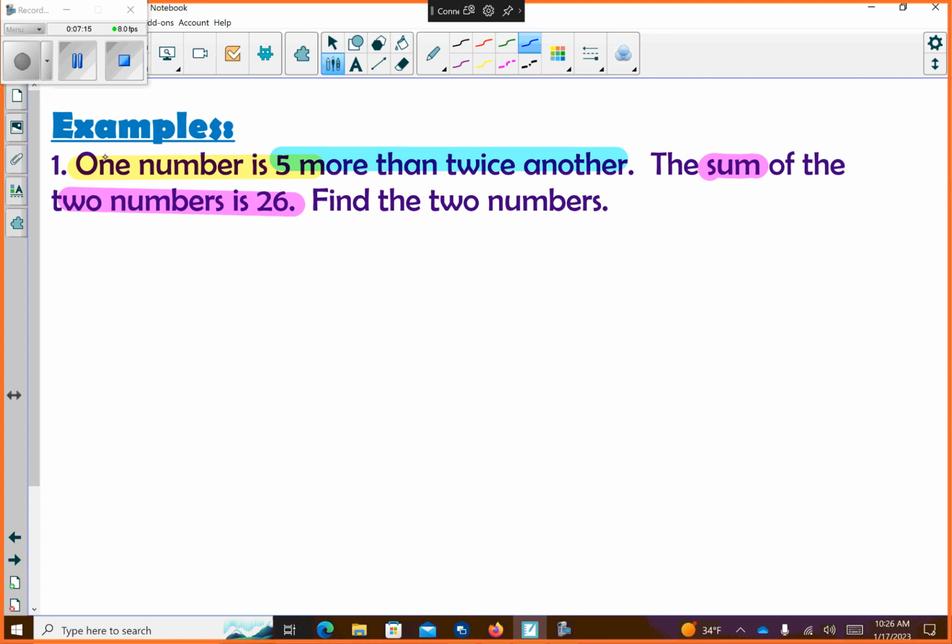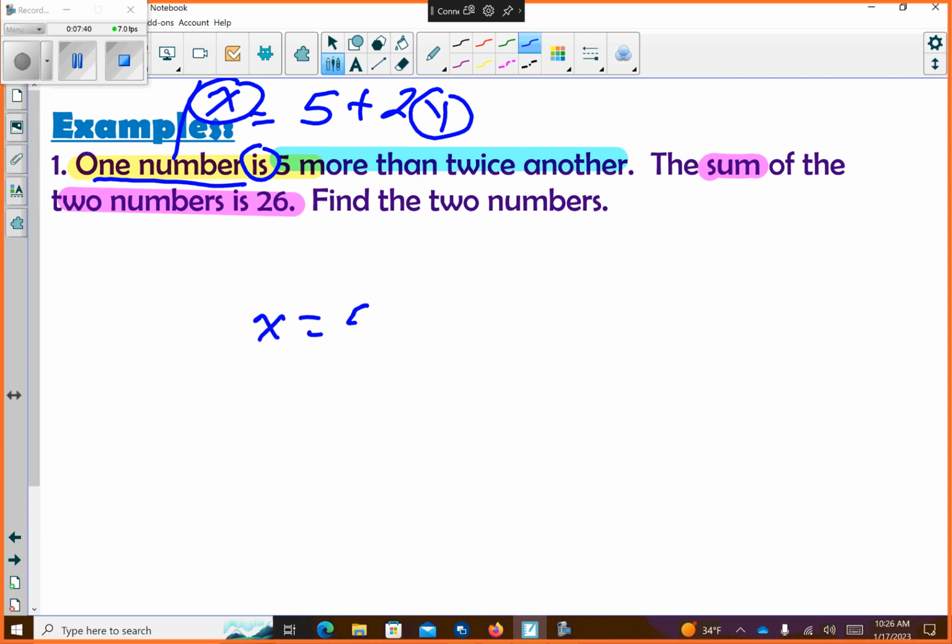So this whole one number thing, I'm going to call it x, as was called out. Is. What does is mean in math? Is means equal. And then 5 more than twice another number. Another I'm going to call y. So my first equation is x equals 5 plus 2y.